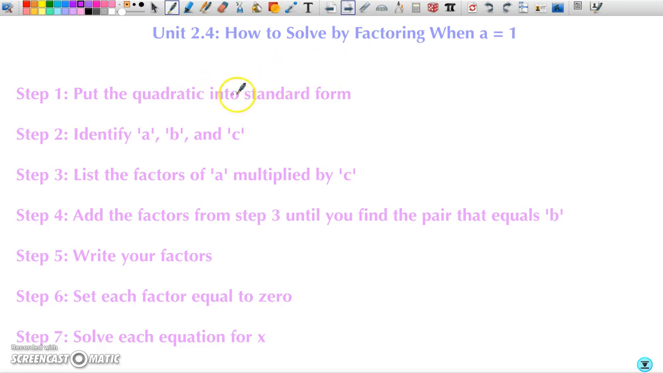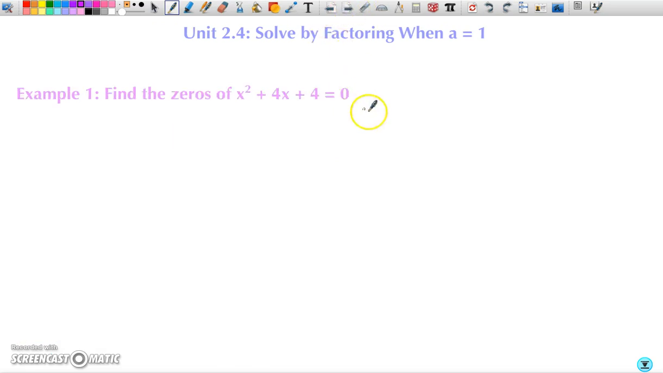So you need to put it into standard form. Then you need to get your a, b, and c. List the factors of a multiplied by c, add those and see what equals your b term, write your factors, set them equal to 0, and solve it. It sounds like so much more than it really is once you get doing it. And you kind of get in the habit of just going like clockwork. You just kind of go.